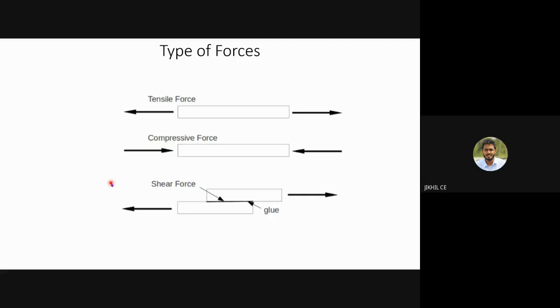The various forces that we apply on the steel include tensile forces, compressive forces, and shear forces. The tensile forces are meant to elongate the material, and the compressive forces, as the name indicates, compress or shrink the material. And we have the shear forces to shear the material into two.